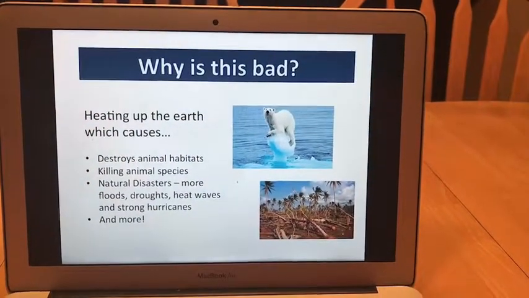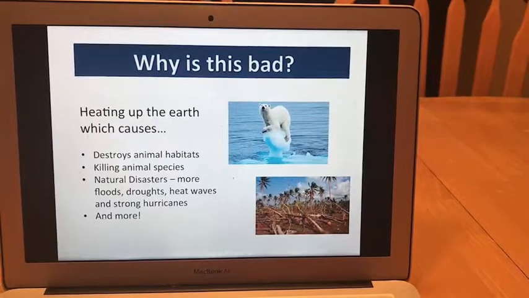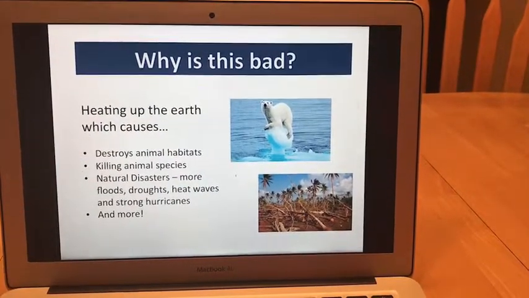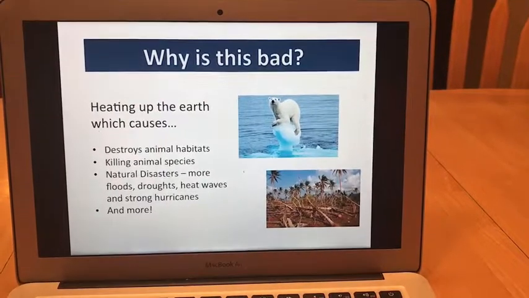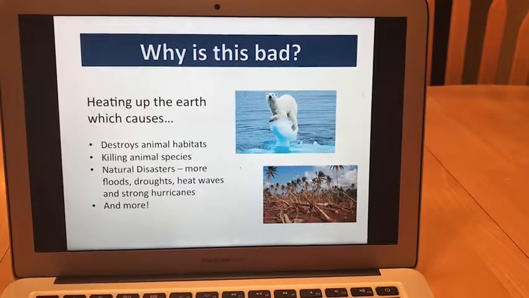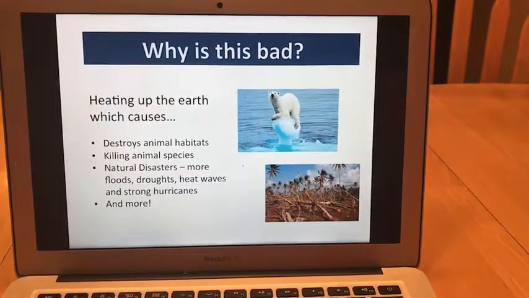So in the previous slide, we talked about something called fossil fuels and consuming fossil fuels and how adding all this carbon dioxide heats up the Earth. So why is it so bad that we are heating up the Earth? Here are a couple of the most important reasons why it's bad that we're doing this.